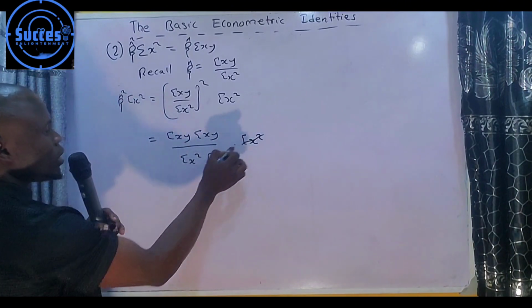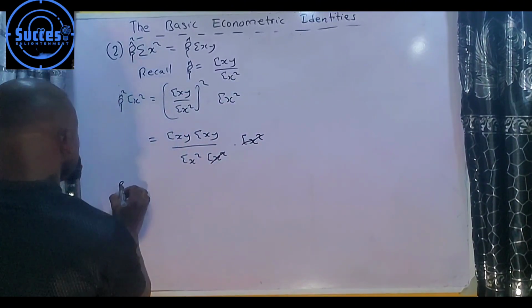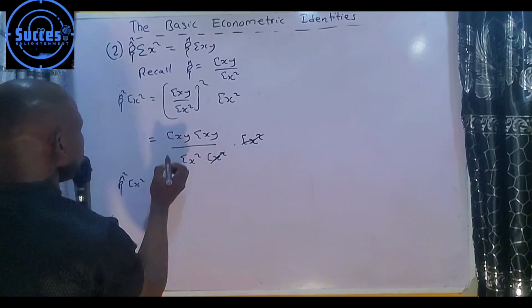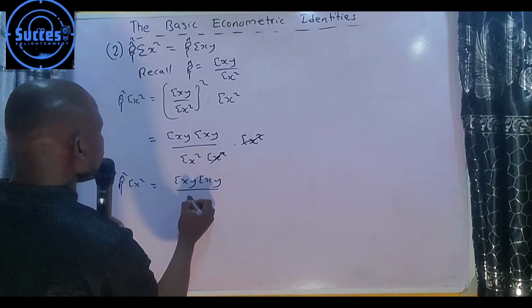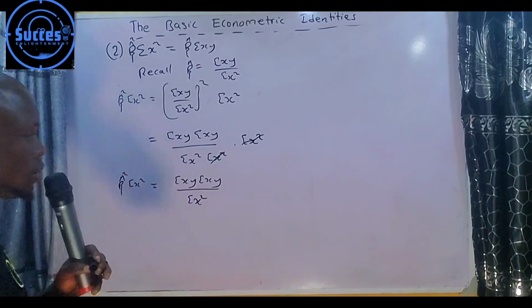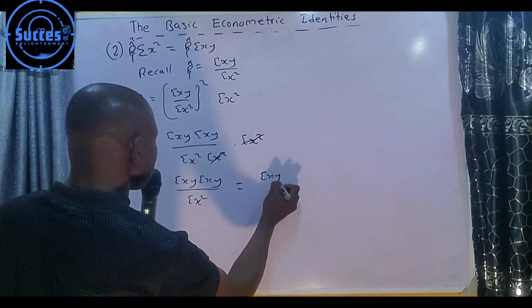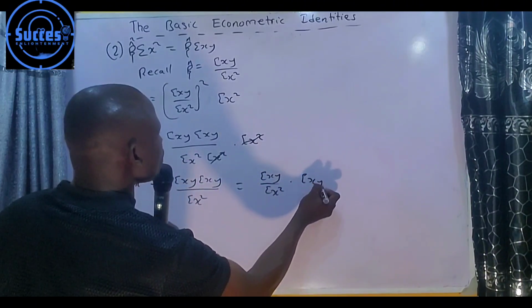This definitely we take one of these out. All right, this we cancel one of these. So therefore, our beta cap square summation x square is summation xy summation xy all over summation x square. So this can be written, right? This can be written as summation xy summation x square times summation xy.